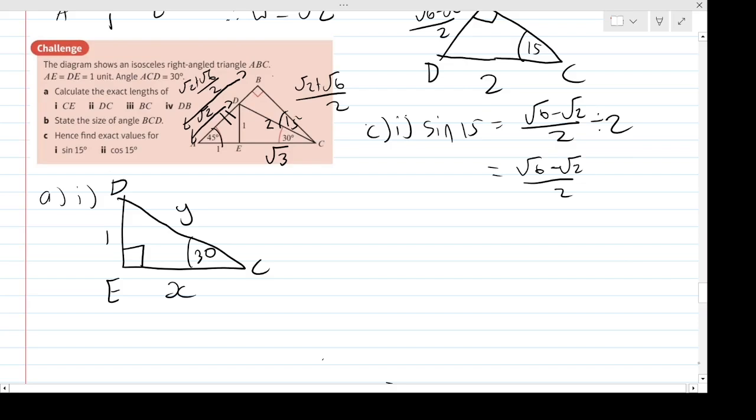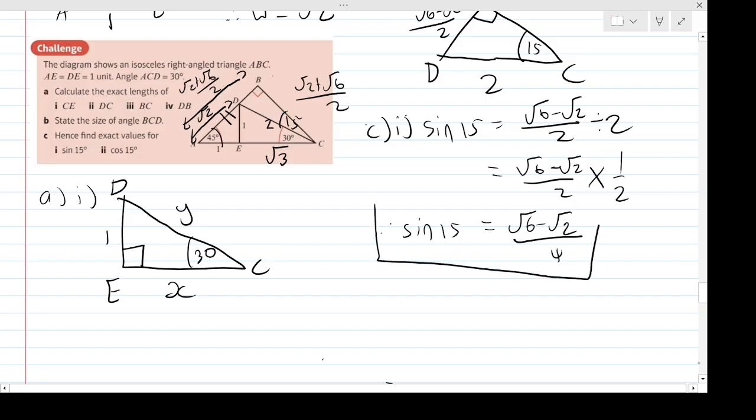Okay, so root 6 minus root 2 over 2, and then we flip, change the sign to times, and then flip the 2. So that'd be 2 over 1, basically. So flip that, we get a half, right? So that'd be root 6 minus root 2 over 4. So that'd be sine of 15, okay? And there we are. If I put that in a calculator, I indeed get root 6 minus root 2 over 4. Some calculators might not do that, but mine does.